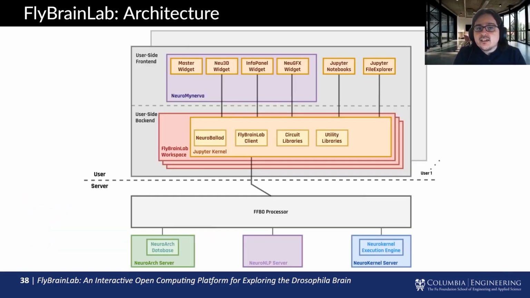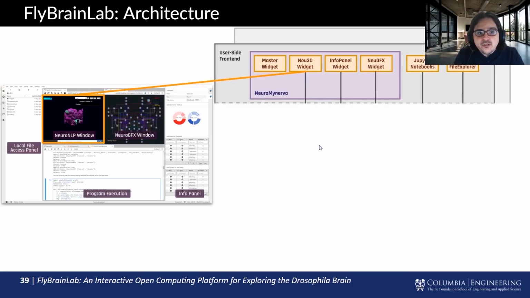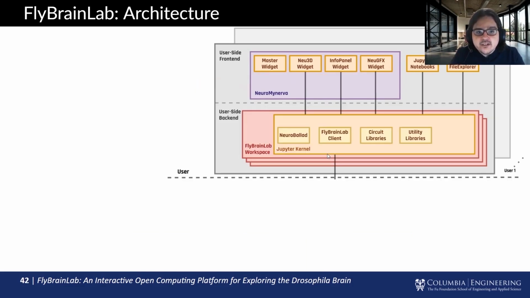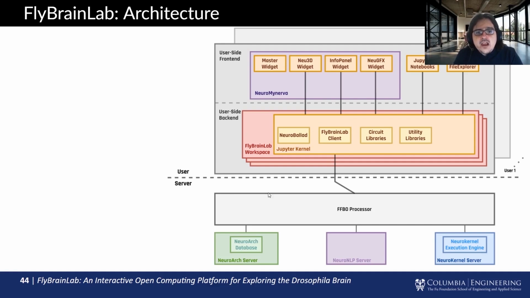Now that I have presented the capabilities we provide in the front end, I want to briefly talk about the architecture of FlyBrainLab. So far, I have talked about NeuroMinerva, which forms the user-side front end I am presenting at the top row. The second row I just unveiled shows what we have in the user-side backend. Of these components, the FlyBrainLab client is the one that communicates with our servers. We use the Crossbar library to communicate with the server, retrieve data, parse it, and send it to NeuroMinerva.